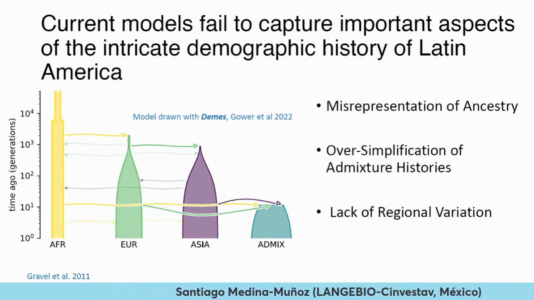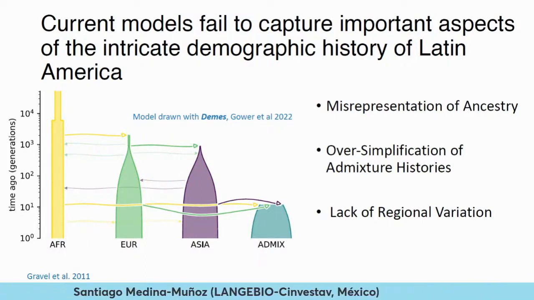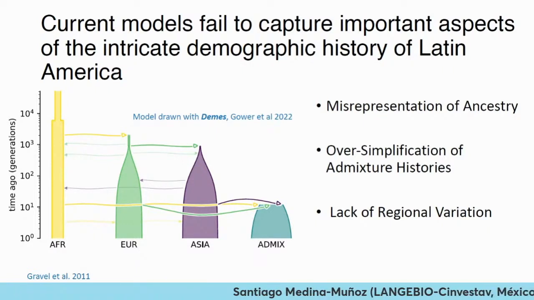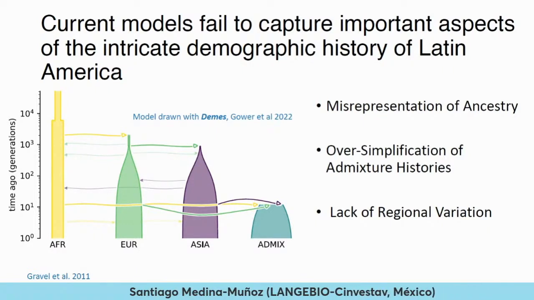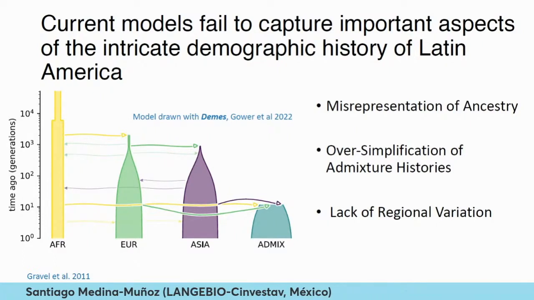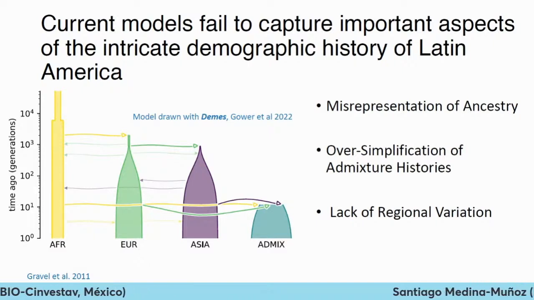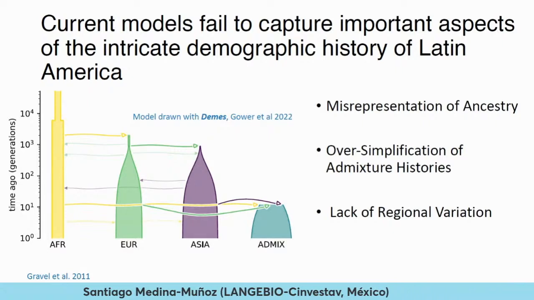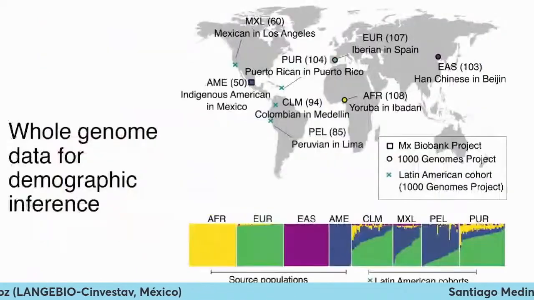Here, this is the present, and we go back in the past. So this model here, this is an admixed population. We can think of this as Mexico. And the limitation is, for example, that it uses Asia as a proxy for Native American ancestry, which is not accurate because Native Americans have undergone further genetic differentiation. There is also a lack of regional variation, and there is an oversimplification of admixture history. As we saw in Sarah's talk, there was also some East Asian migration into the Americas.